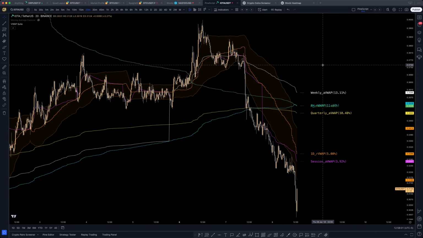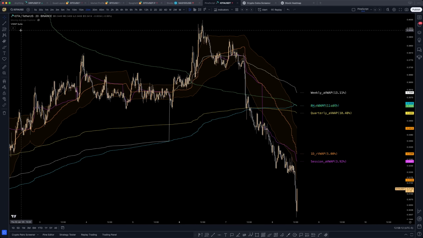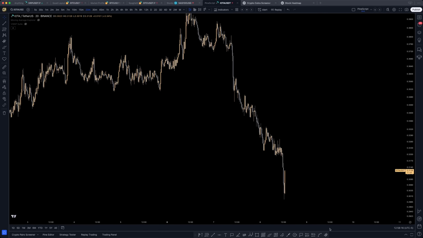There are so many different ways to utilize these, so I would suggest to add the VWAP suite and just play around with them. You could go backtesting a lot of different coins, play around with the different lengths of them, and they're super useful. The last type of VWAP is an anchored VWAP. The anchored VWAP is actually a drawing tool.